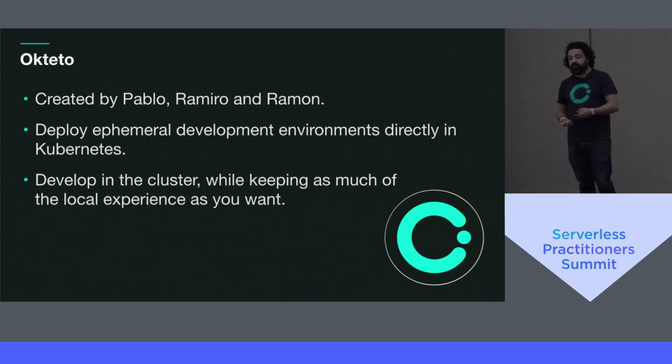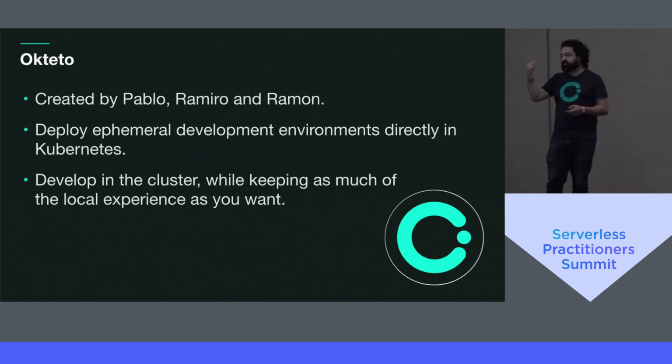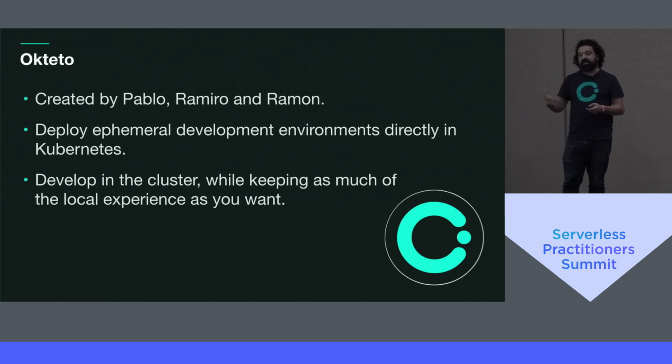Because Okteto, from our side, is an open source tool that lets you deploy dev environments in Kubernetes on demand. You run them on your cluster, and you develop there. I'll explain later how it works, but at a high level, you launch your deployment as a container on Kubernetes, you synchronize local code, and you do this very fast live coding.